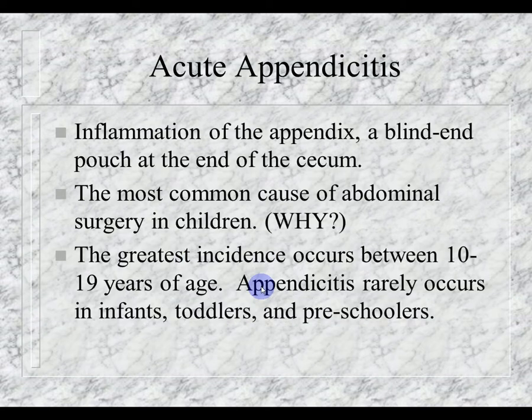All right, acute appendicitis. This is inflammation of the appendix, which is a blind pouch at the end of the cecum. It's the most common cause of abdominal pain in children. Would anyone like to guess why? Well, if you guessed, because we don't have a definite test to diagnose appendicitis, you are absolutely correct.